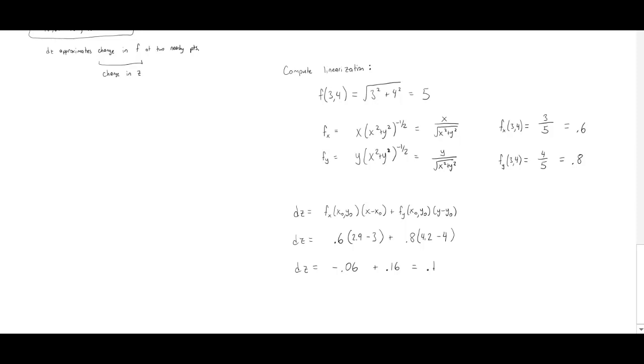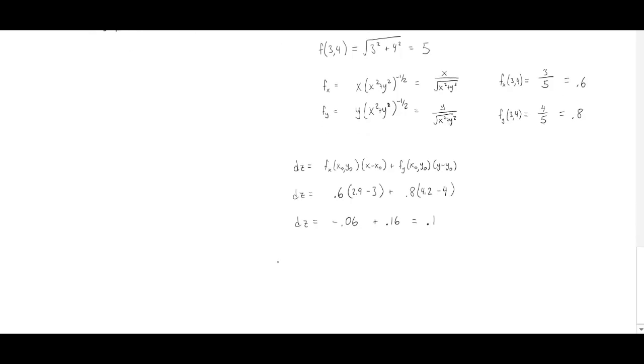So then finally, to get our approximation at this point, we know it's approximately our linearization. So I'll write this out. f of x naught y naught was 5, and dz was 0.1. So it's approximately 5.1, okay? It's basically the same thing, but it's just separating the other part out into dz, which we call the differential.